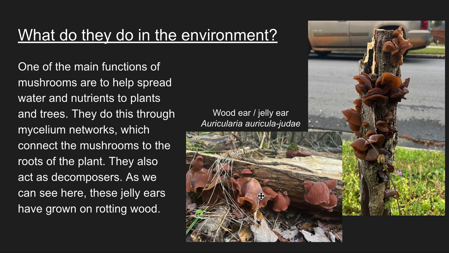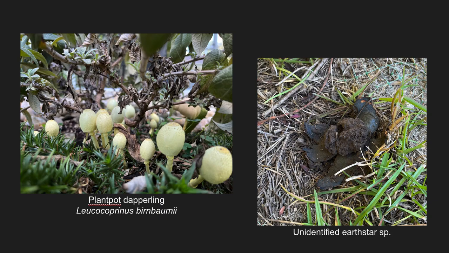Down here at the bottom, I took this photo at Congaree. And this one on the right here is just in my neighborhood. So you can find these just about anywhere. Here's some more photos I took. We have plant pot dapperlings on the left, which you'll often find growing from potting soil. And then on the right here is an earth star, but it's very old and sad, unable to identify. But you can still see the outline of the star shape there.